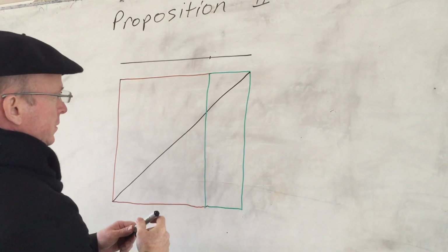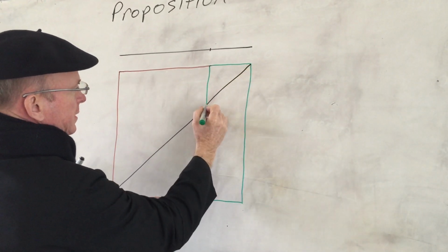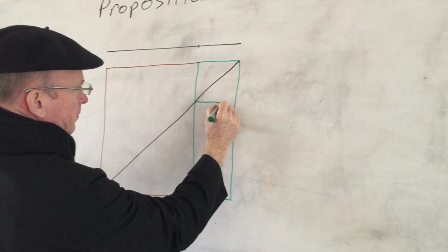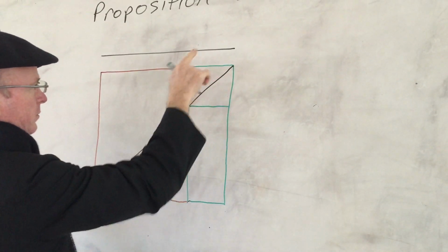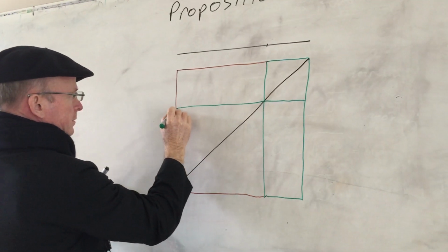And then let's go here. From this point of intersection, let's draw a line parallel to this line. We know we can do that, remember. Given a point, not on a line, to draw a line parallel to a given line. And continue on. Great.